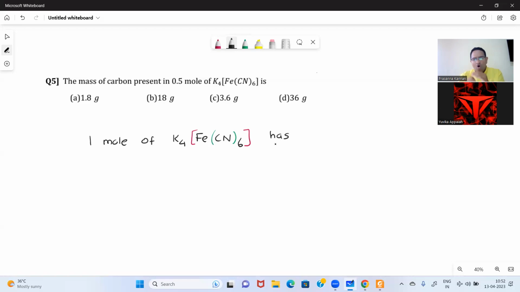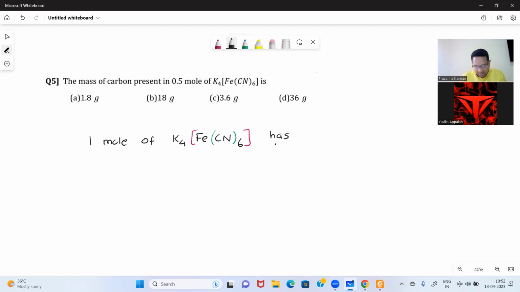Oxygen will contribute how much? 16 into 2, 32 grams. So it will be 12 grams. So 1 mole of carbon dioxide has 12 grams of carbon. How many grams of oxygen? 32 grams. How did you get 32? 16 into 2. Understood or not? Yes, sir.